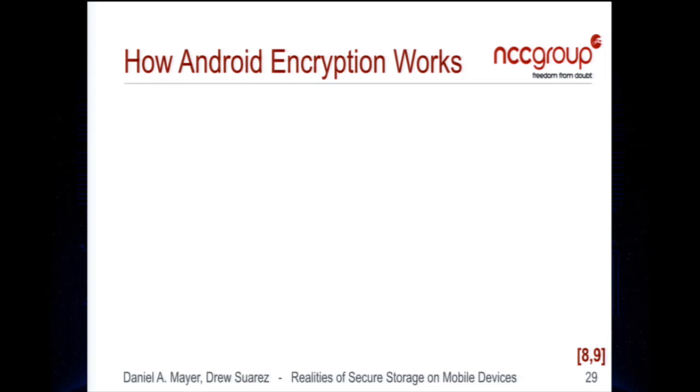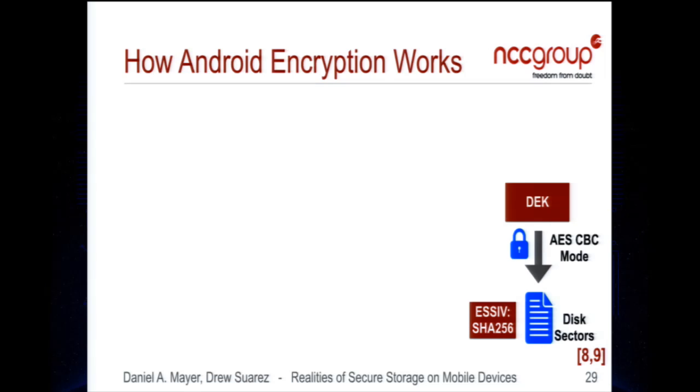So let's take a quick look at how the Android encryption works here. As we saw on the iOS side, we have a similar model here, and I'll briefly explain how all these work. At a very high level, Google uses AES-128 in CBC mode to encrypt each sector of the disk. There's an ESSIV:SHA-256 for each sector initialization vector, and there's the concept of the device encryption key, which is generated when you enable encryption for the first time.